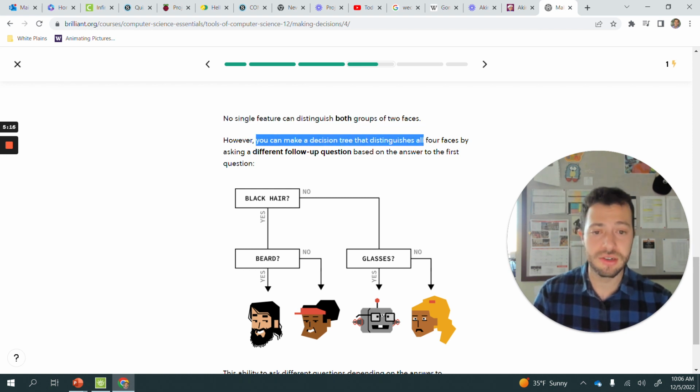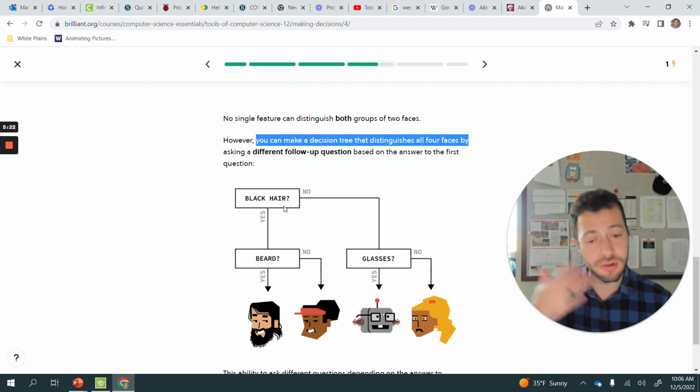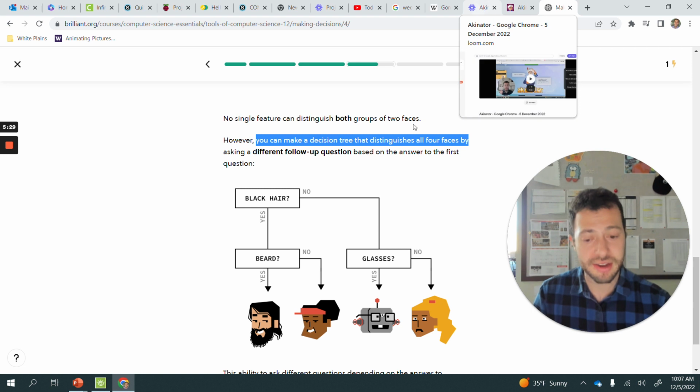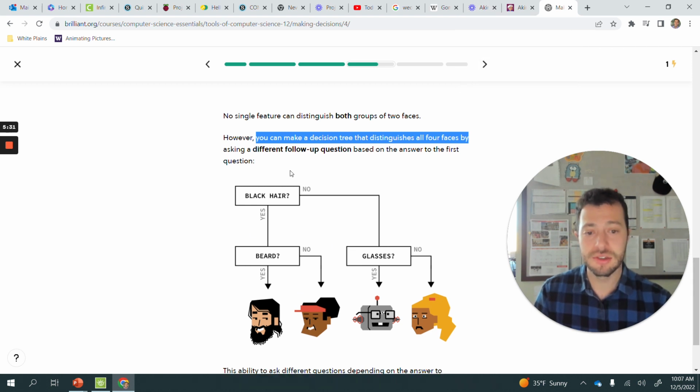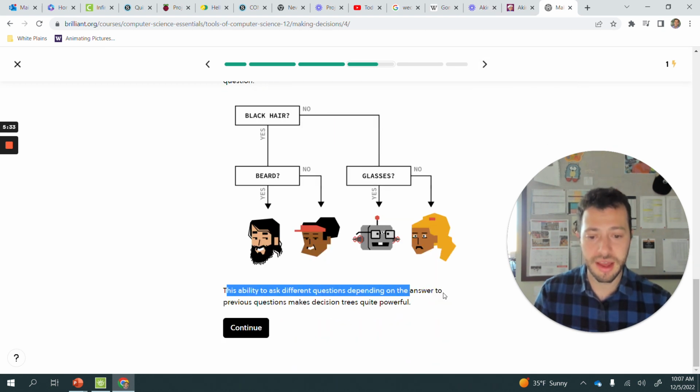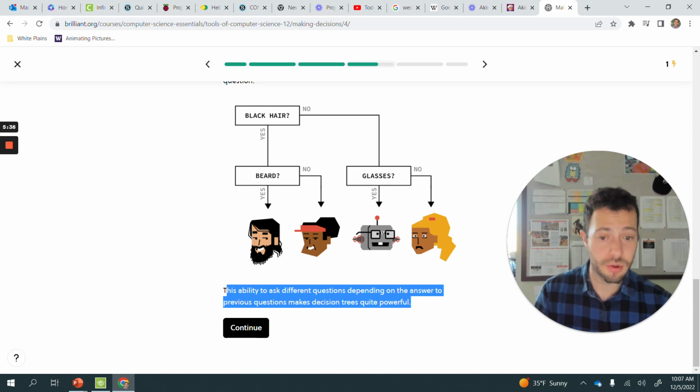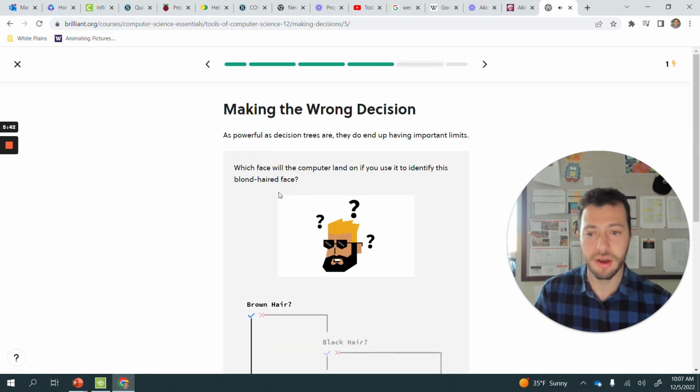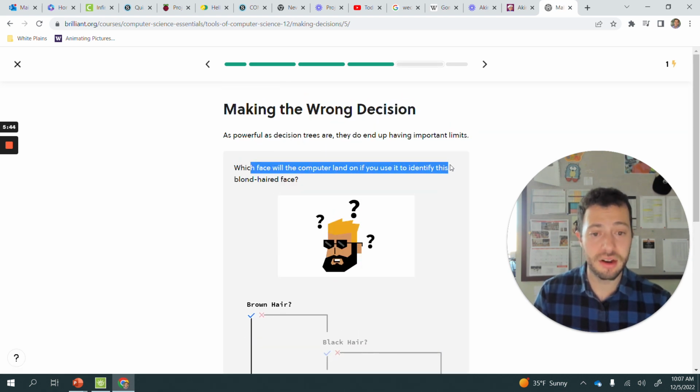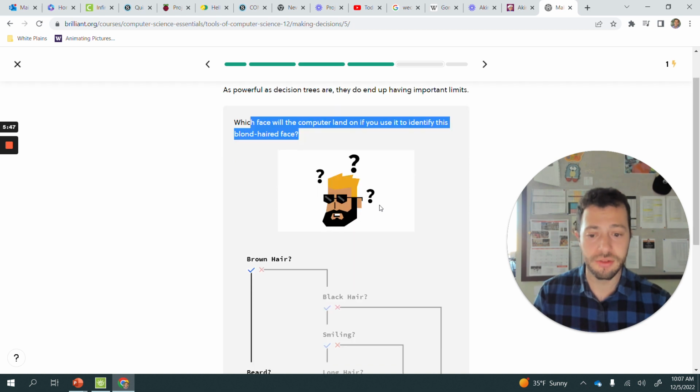However, you can make a decision tree that distinguishes all 4 faces by asking a different follow-up question based on the answer to the first. Those follow-up questions are really helpful, and in the game that we're going to play, getting them right is going to determine if we, in fact, get the right decision. The ability to ask different questions makes decision trees quite powerful. They used glasses and beard, so those follow-up questions help you determine which person it is. So which face will the computer land on if you use it to identify this blonde-haired face?